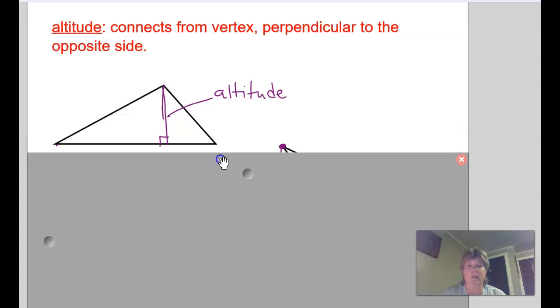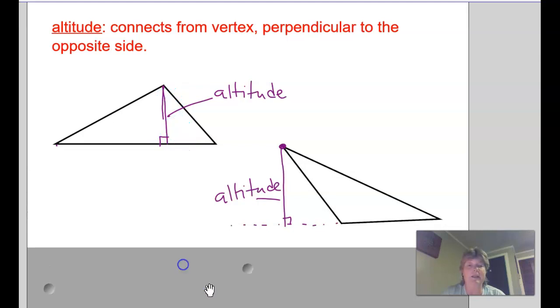So here's one example. This is probably the one you were picturing. So we're connecting this vertex to the opposite side, and it's perpendicular, so it's forming that right angle. So this segment right here would be the altitude. But sometimes we have triangles that look like this, where this is sort of angled out. And in altitude here, it's not really connecting directly to the opposite side.